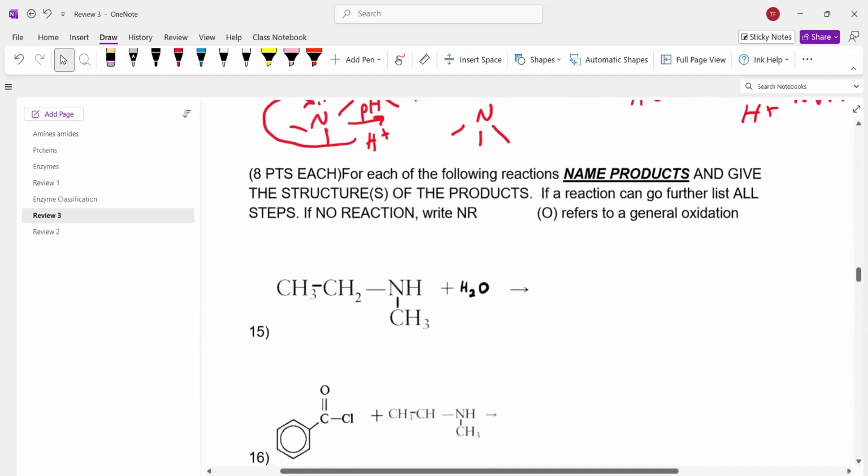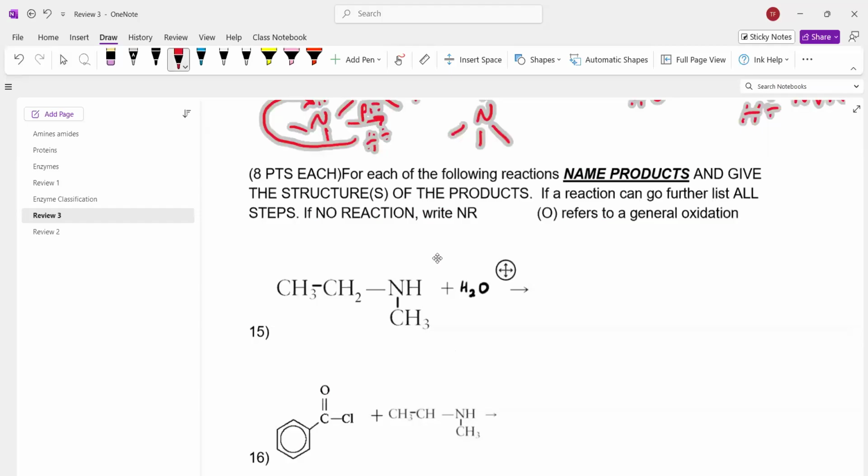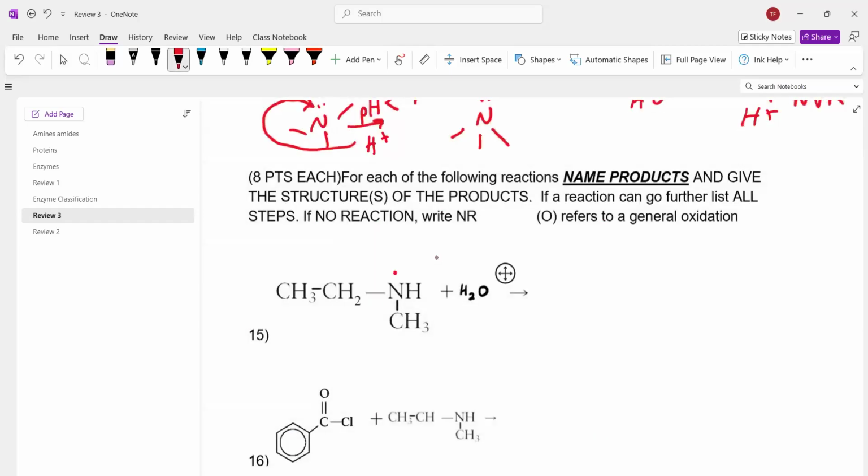All right, so let's look at some reactions now. Okay, so what happens to an amine in water? This is like if we have ammonia, NH3, and water, what do you end up with? We end up with ammonium hydroxide. So what happens is H from the water goes here, gives you N.